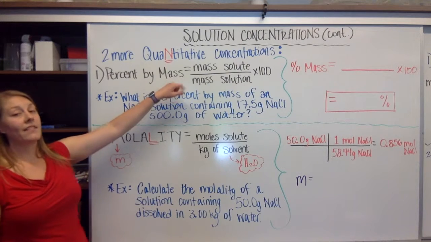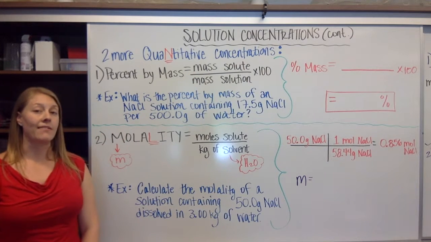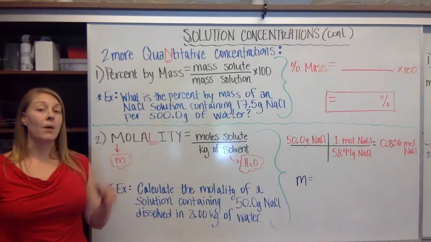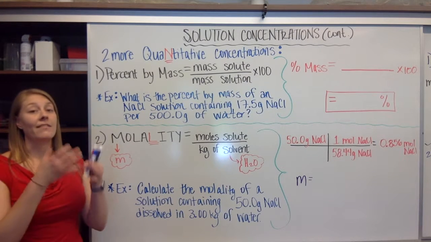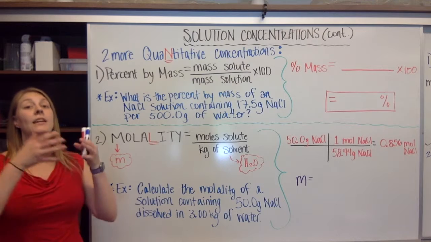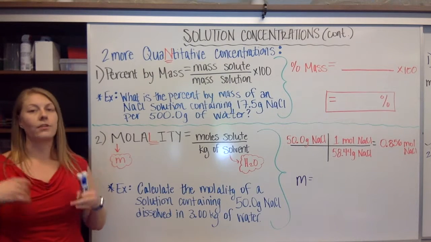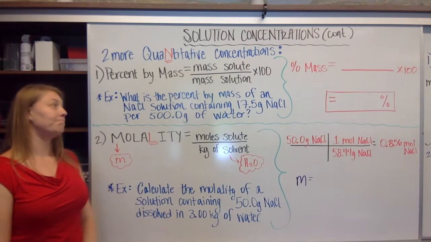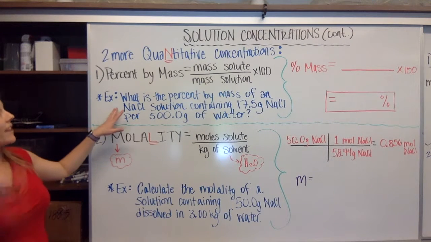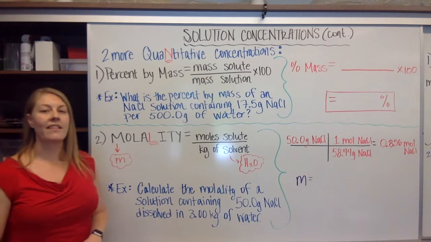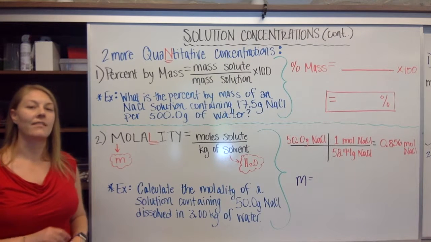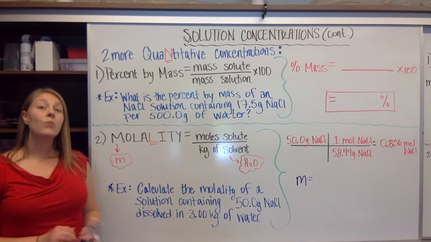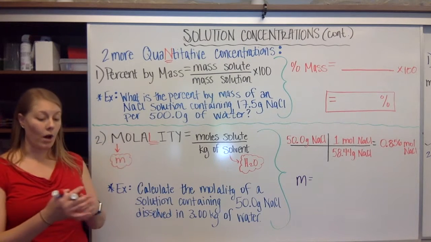The percent by mass is the mass of a solute divided by the mass of the solution times 100. So when we saw this for percent composition, it was the mass of one atom or element divided by the mass of the total compound times 100. Here we have solute and solution. And a sample problem is going to look like this. What is the percent by mass of an NaCl solution containing 17.5 grams of NaCl per 500 grams of water?